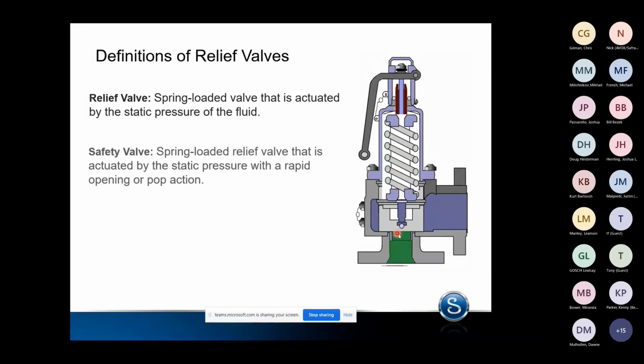As soon as this stem tip, if we call it that, comes off of that seat, we're exposing this entire surface area to this system pressure. So it's going to take this small area, which lifts it off the seat, and then exposes it to the full surface area here, and that thing slams open. So you have a very rapid depressurization of the system.